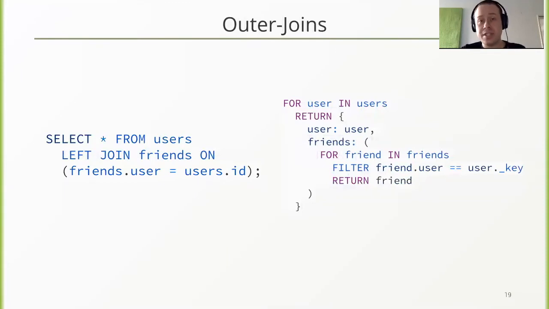Also, you can do outer joins. An inner join will only return something if there is a match on both sides. With outer join, and in Arango we only have left outer joins, you can also return something where you do not have a match on the second table or collection. So for the outer join, you again iterate over all the users you want to join, and then you can just return something with a subquery, which starts a new query going over the friends and checking where the friend user is equal to the users underscore key. And the result will then be an object containing a user and all his friends.